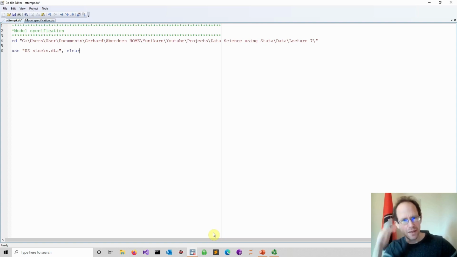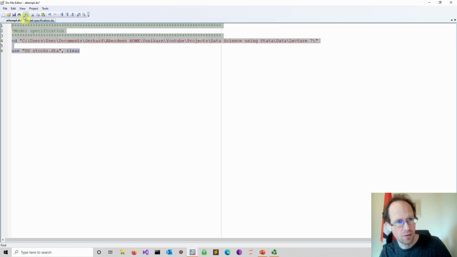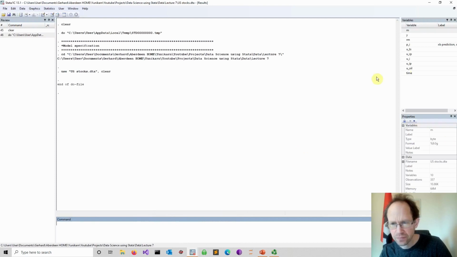Good, so what I have done here is I changed my directory. I opened the data set. It's about the US stock market. And I cleared to remove any data in memory. So I'm just now running this and look into the data.